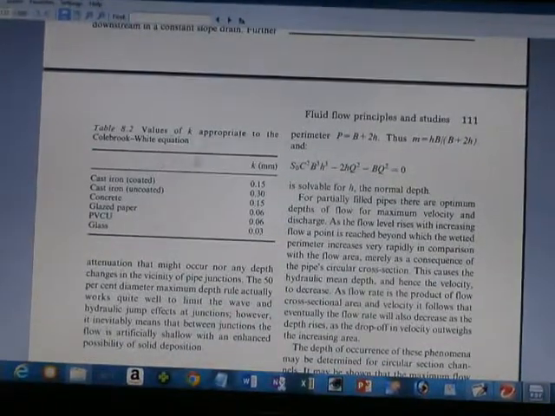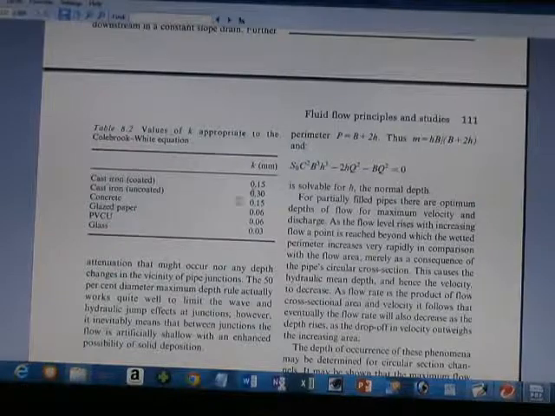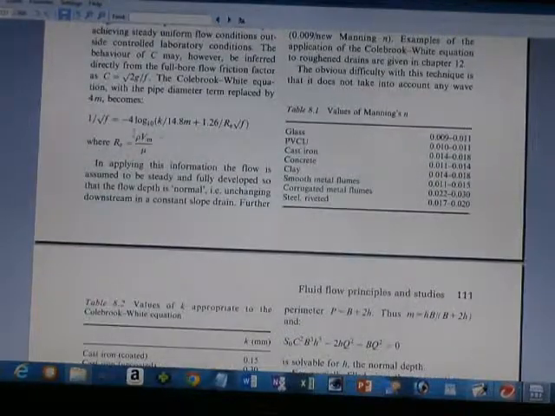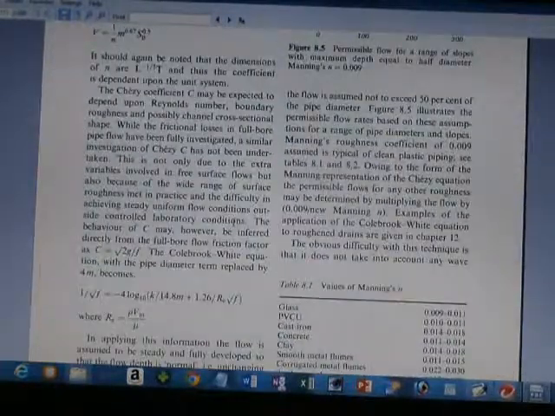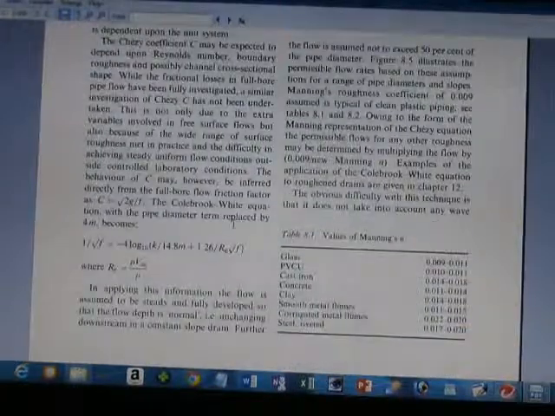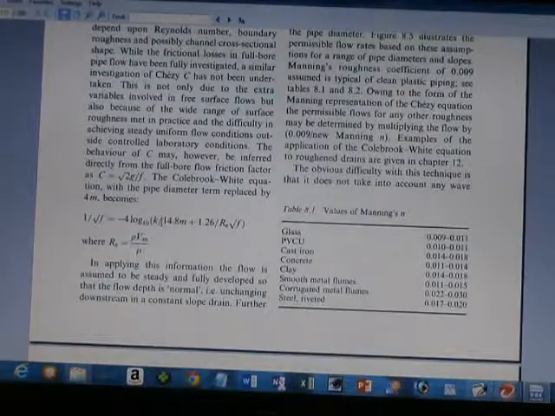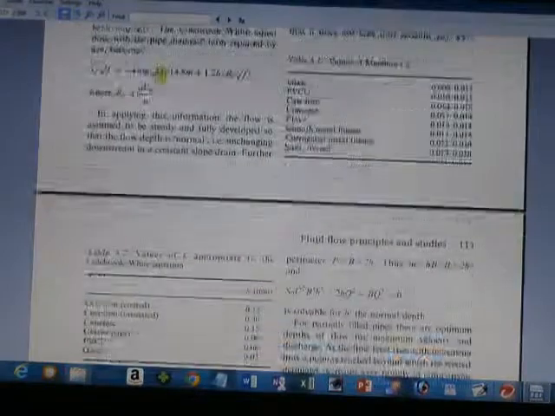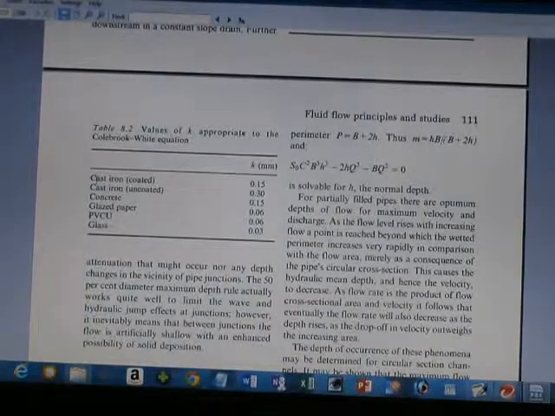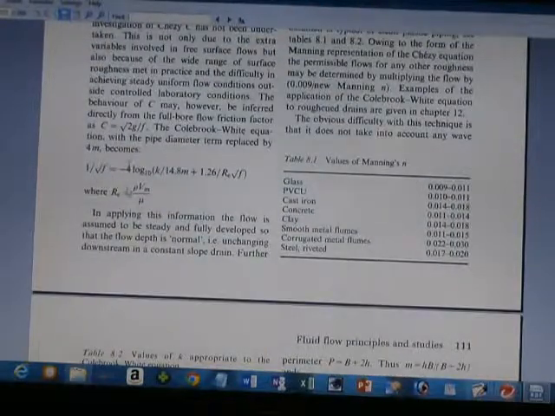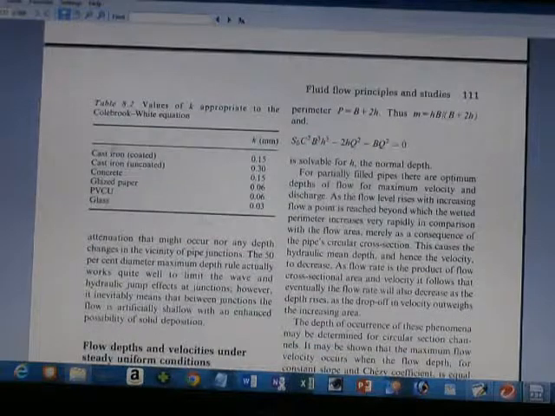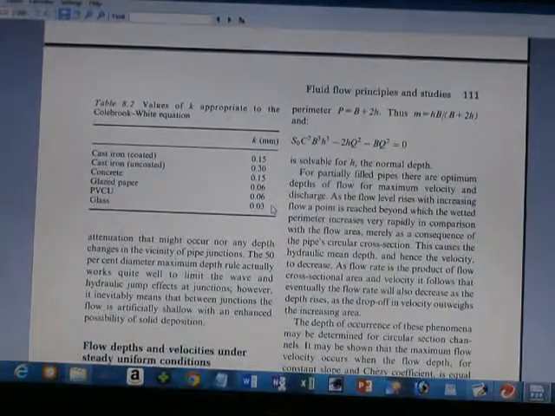For the typical case we need the appropriate K value. In this equation we have to find the K. This K value can be found using this formula, and it depends on the type of material you use.